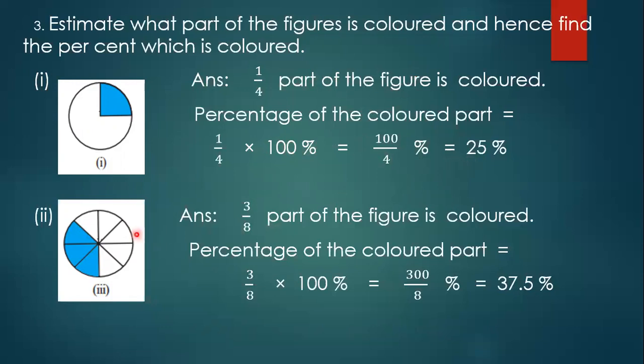Second question, you see, how many total parts are there? First we will count the colored part. 1, 2, 3 parts are colored out of 4, 5, 6, 7, 8. Total 8 parts are there and 3 parts are colored. So we can write the fraction as 3 by 8. 3 parts out of 8 parts are colored. Now percentage, 3 by 8 into 100. 3 into 100, 300 divided by 8, you will get 37.5%.